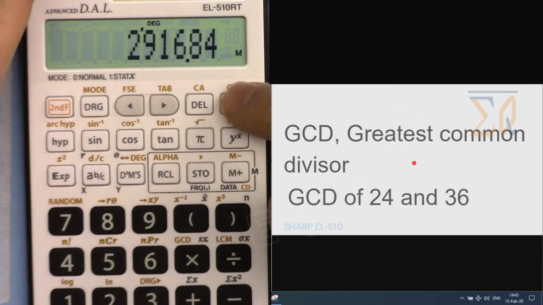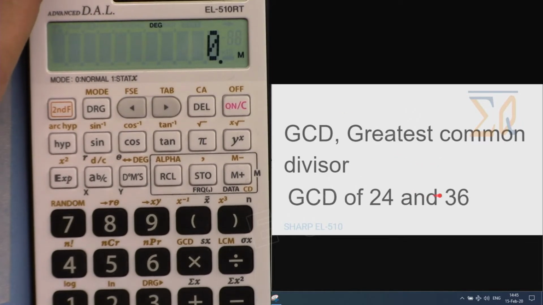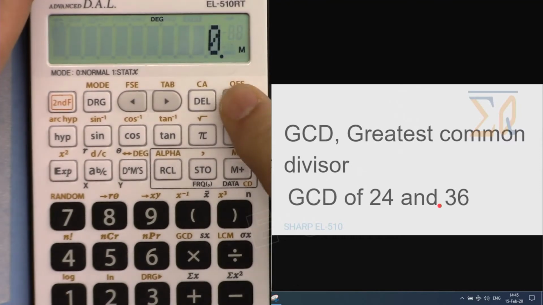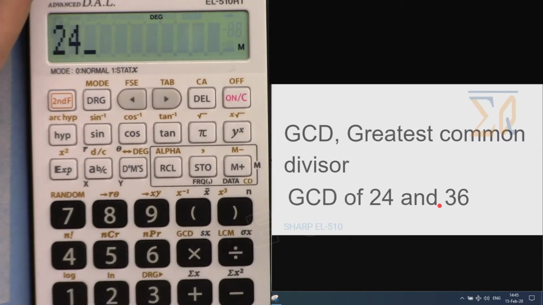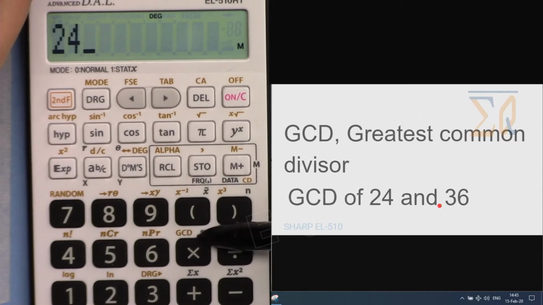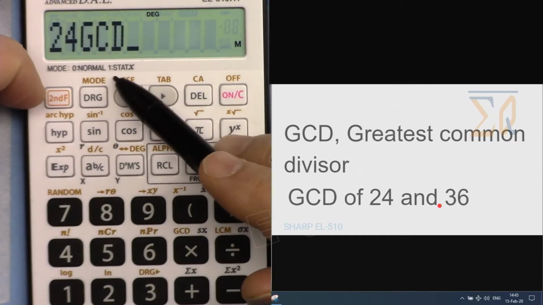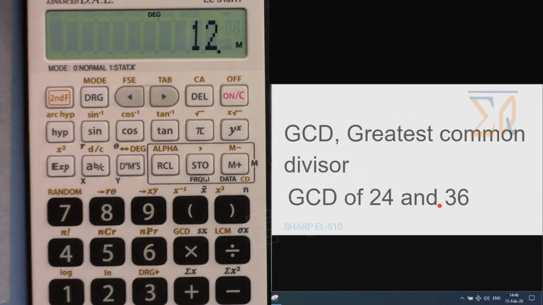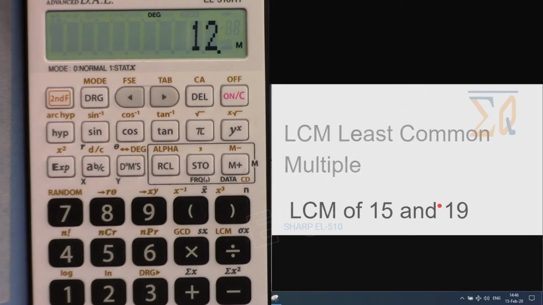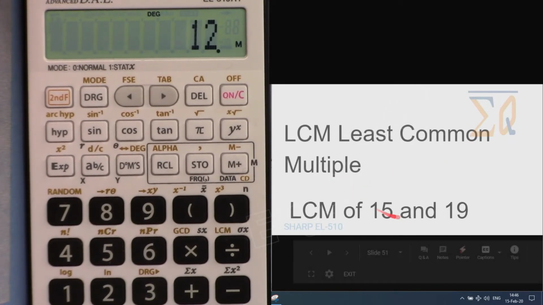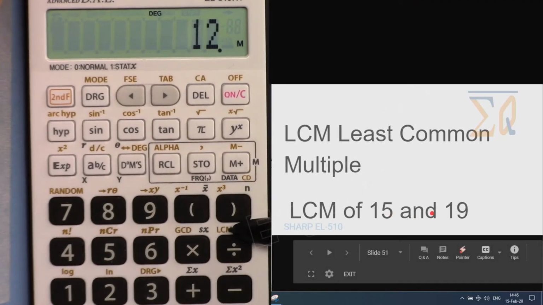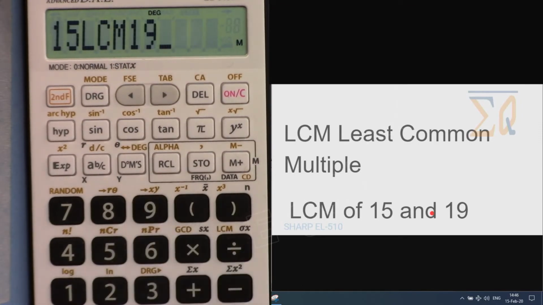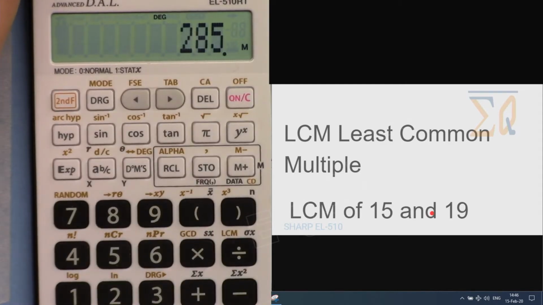See how we can do the greatest common divisor, or GCD, and you want to find out the GCD of 24 and 36. So you do 24 for GCD. We have this GCD, press second function GCD, and then the next value 36 equal, and that's the greatest common divisor. And if you want to do least common multiple, or LCM, the same way we have LCM 15, second function LCM, and then 19. So you get that.